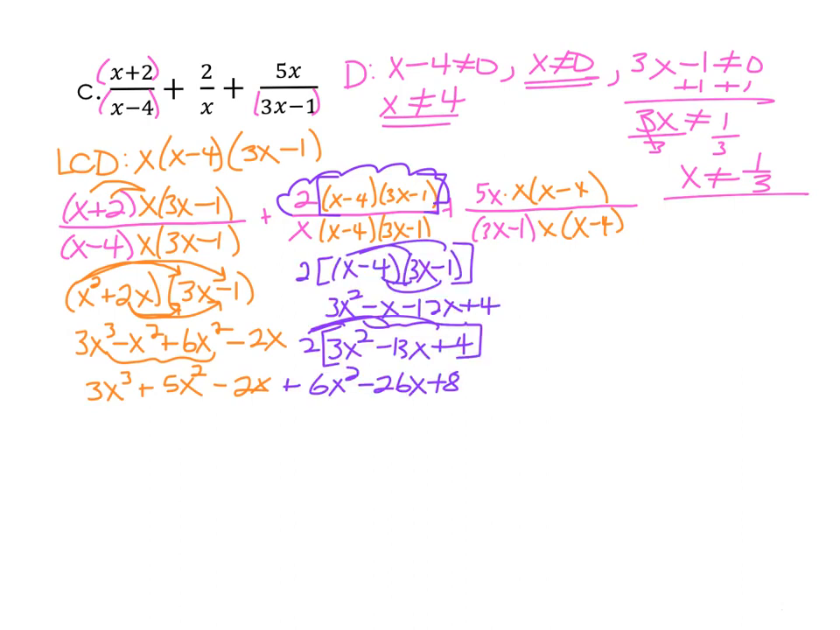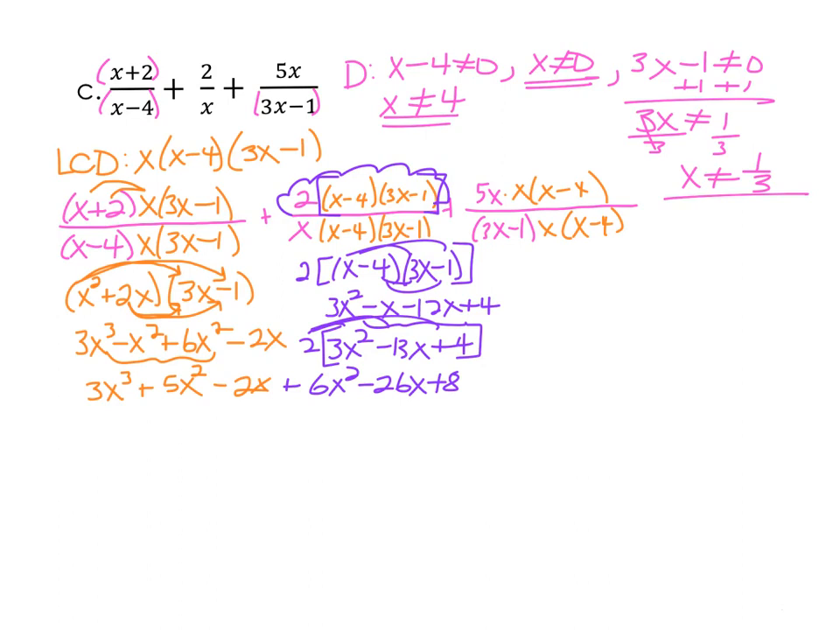Were you able to come up with 6x squared minus 26x plus 8? I hope so. When I FOILed x minus 4 and 3x minus 1, I ended up with 3x squared minus 1x minus 12x plus 4. And I combined like terms to get 3x squared minus 13x plus 4. But that 2 out in front means we have to double all of those parts. And that's what gave me 6x squared minus 26x plus 8.